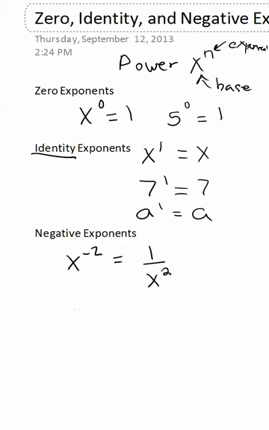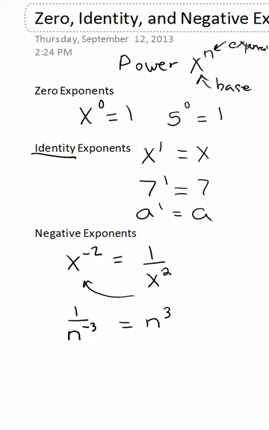And let's say I had 1 over n to the negative 3. Well, that could be rewritten as n to the positive 3, because 1 over n to the negative 3 is the reciprocal of n to the positive 3, and x to the negative 2 is the reciprocal of 1 over x to the positive 2, or 1 over x to the positive 2 is the reciprocal of x to the negative 2.